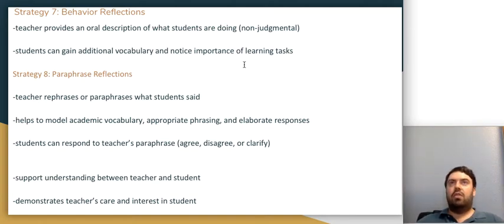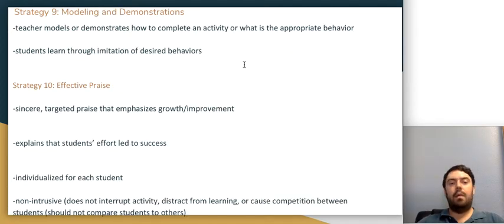After the teacher paraphrases what the student says, the teacher asks the student, did I understand what you said correctly, or do you agree with how I summarized what you said, or is that what you were saying? So it shows that the teacher not only cares enough to restate and emphasize what the student said, but also cares enough to ask the student to make sure they were correct in their understanding. A ninth strategy would involve modeling and demonstrations.